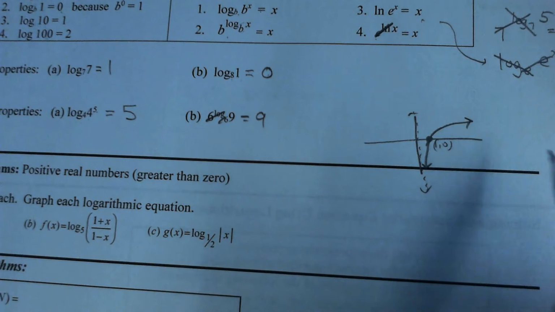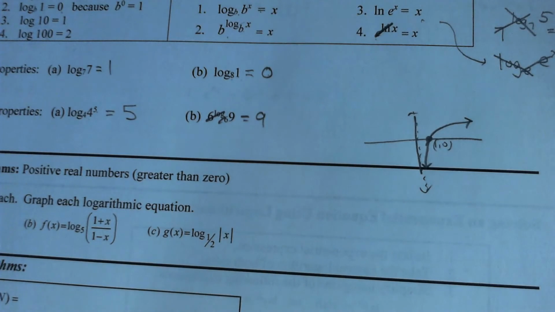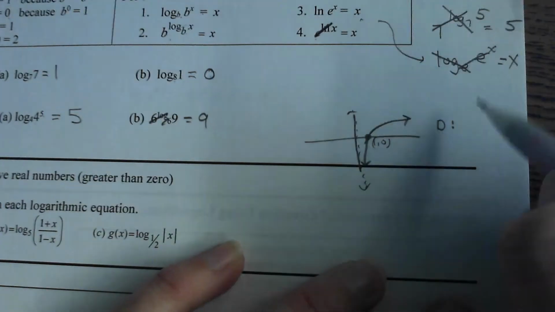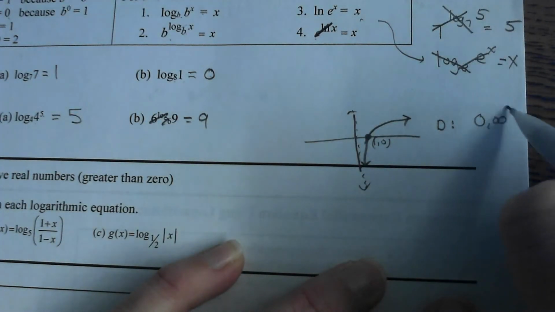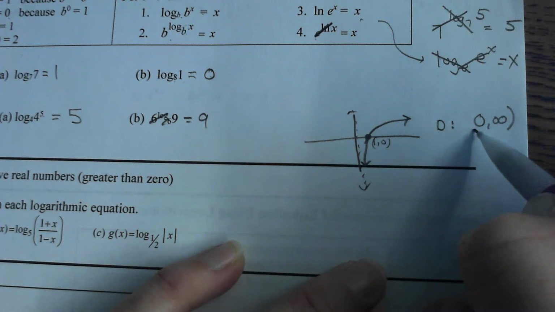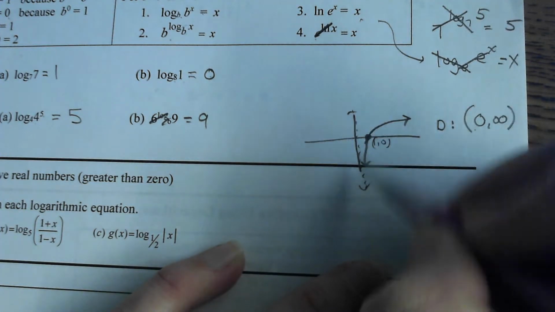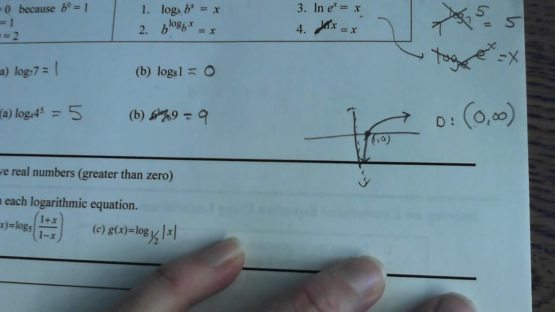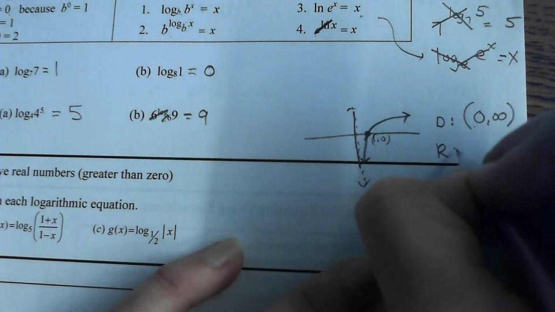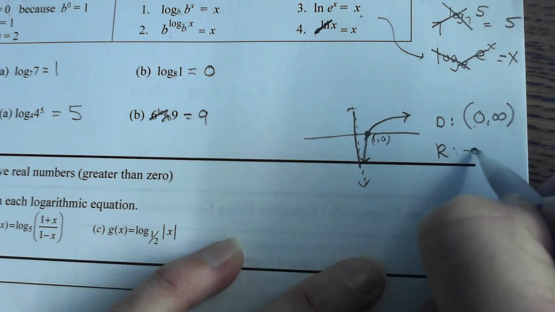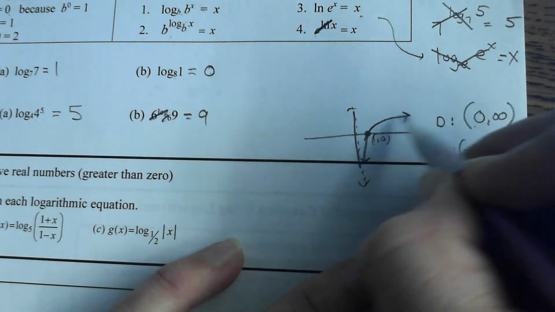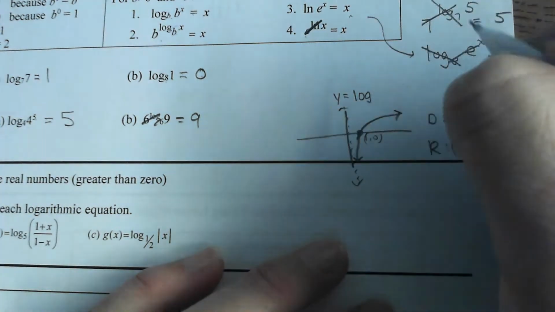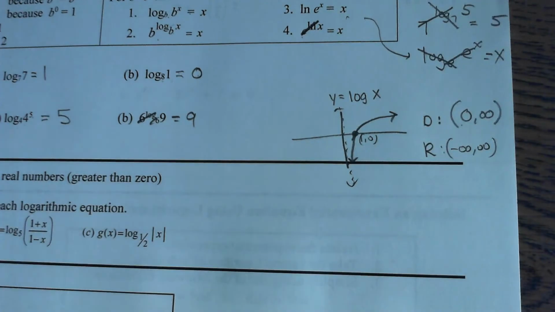So if you're looking at the domain of that function, what is it? 0 to infinity. And does that include 0 or not? No, because that's an asymptote. So your x coordinates are anything past 0 to infinity. Good? Your range is -infinity to infinity because it goes down forever and it does increase forever. This is log y equals log of x.